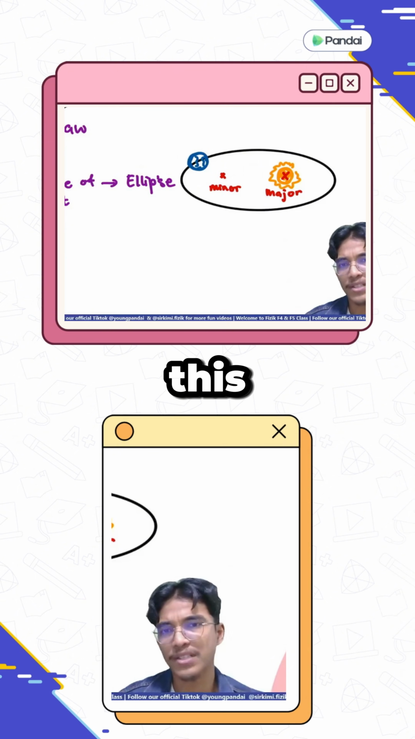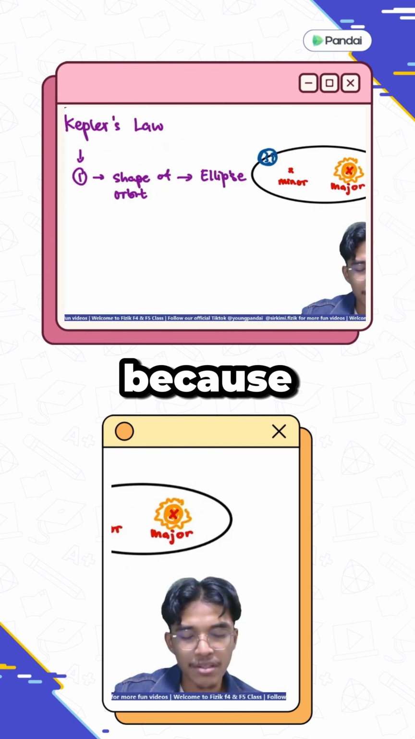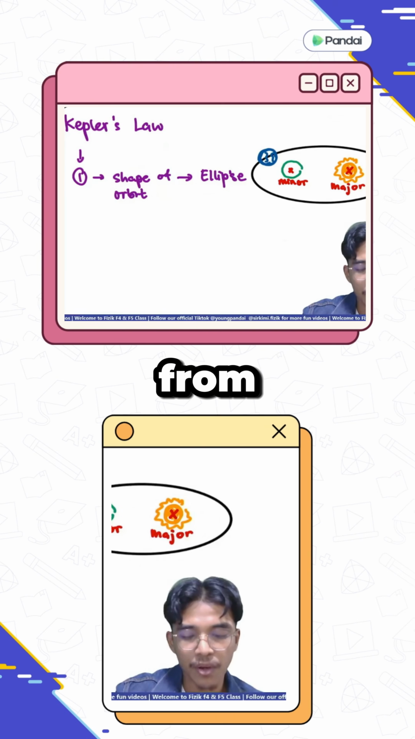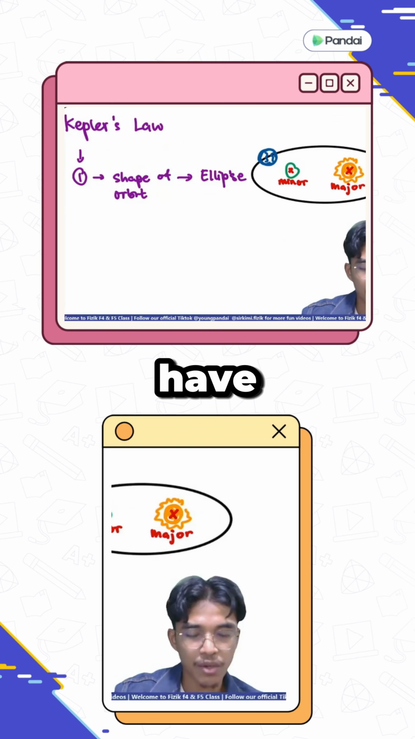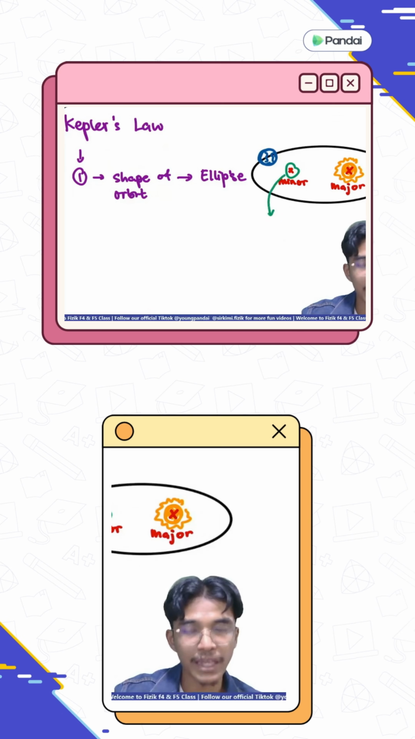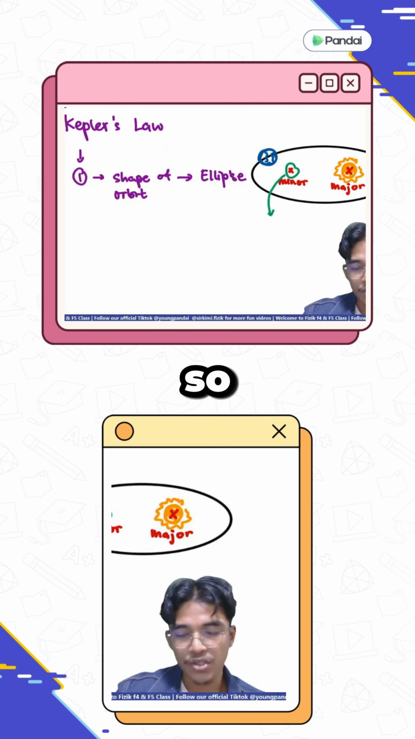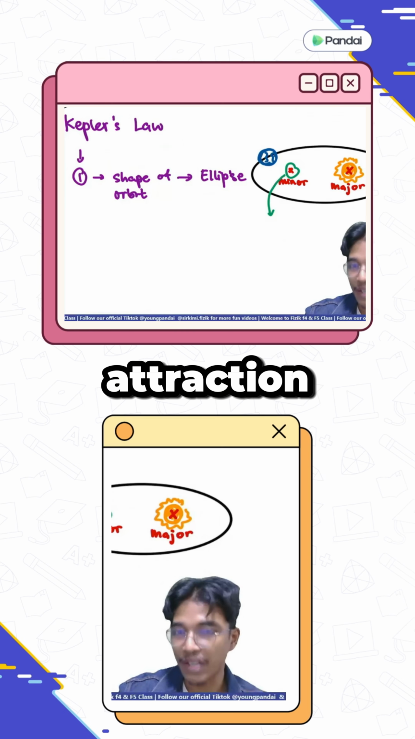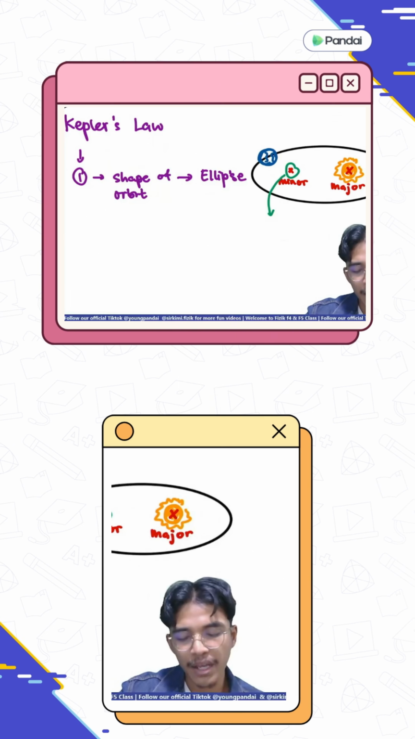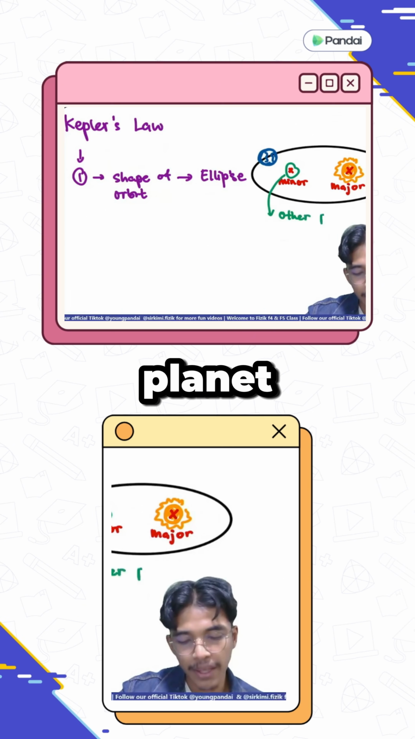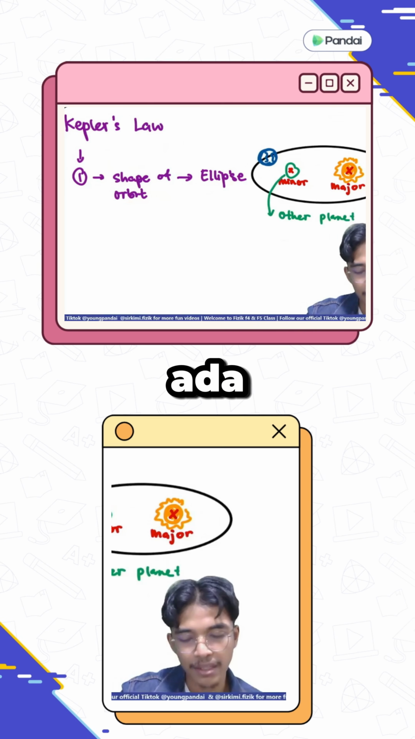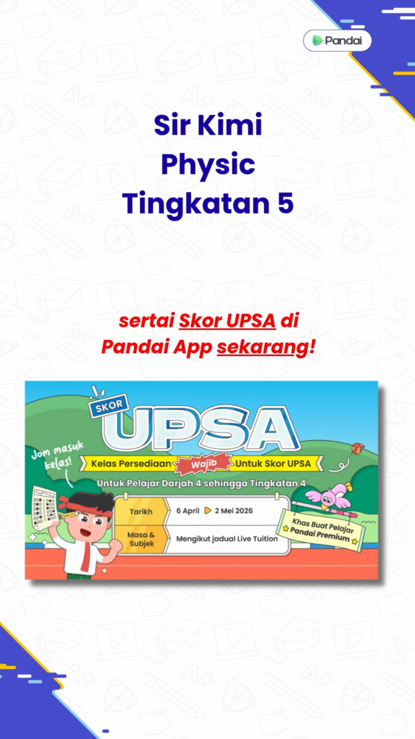Why do we have this minor attraction here? Because this one is coming from the other planet. Because you have to understand that we are moving around another planet. So this minor gravitational attraction is caused by the other surrounding planet. Okay, so dia daripada planet yang berdekatan. Okay, depends lah kepada planet apa yang dekat waktu tu.